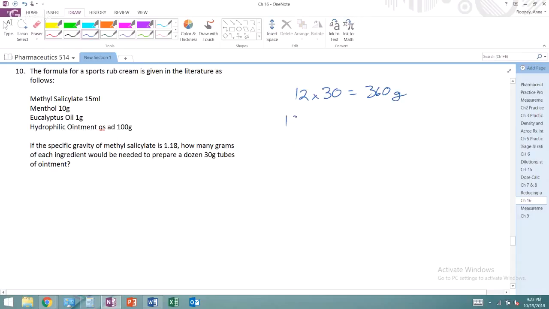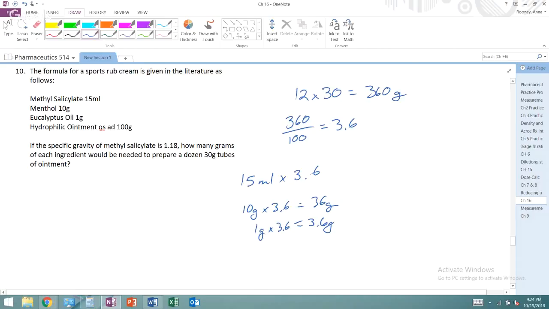Our recipe is 100, so we need to find a ratio, which is 3.6. So then we take everything and we do 15 milliliters times 3.6. And then we do 10 grams times 3.6, 1 gram times 3.6, which these are pretty obvious what they're going to be.